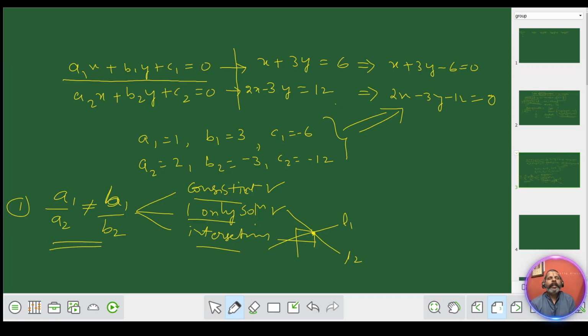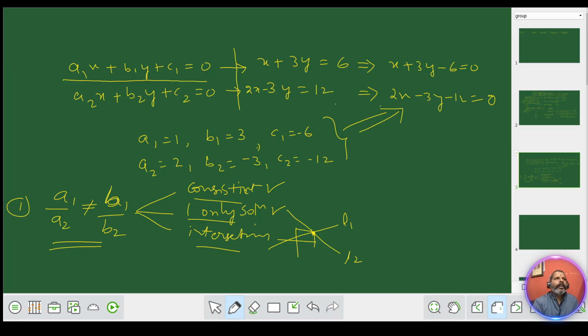This is for when the ratio a1 by a2 is not equal to b1 by b2. I'll recap this. This is very important. When the ratio a1 by a2 is not equal to b1 by b2, we need to remember 3 points. They will have one solution. They are intersecting lines when we plot them in the graph. The type of solution will be consistent.